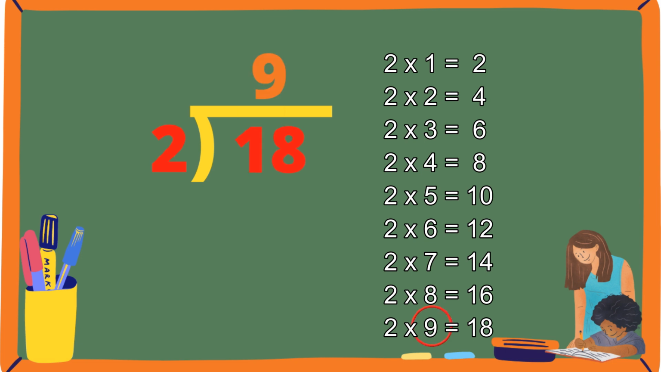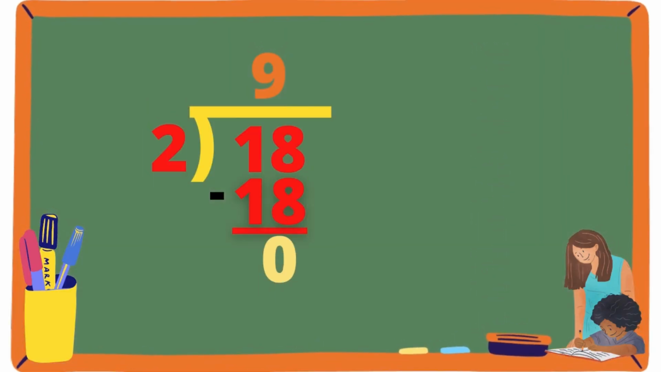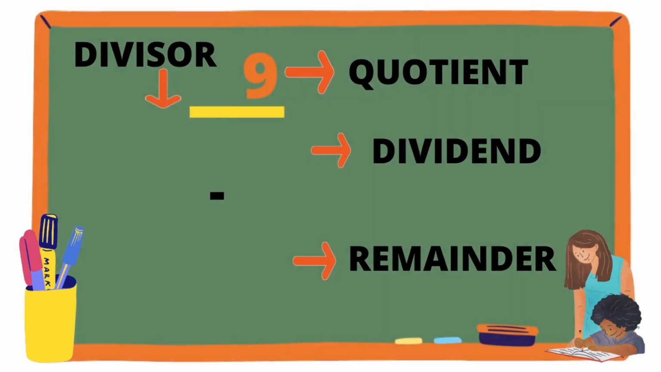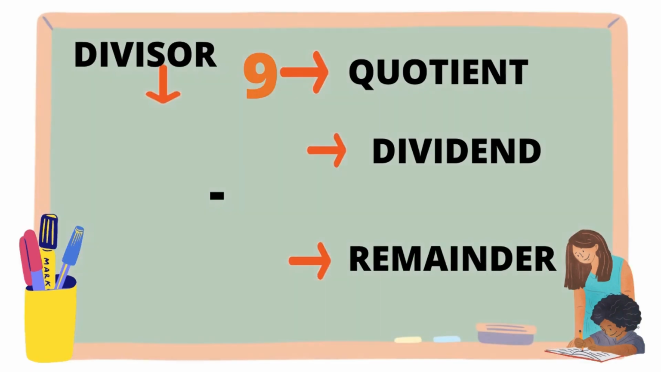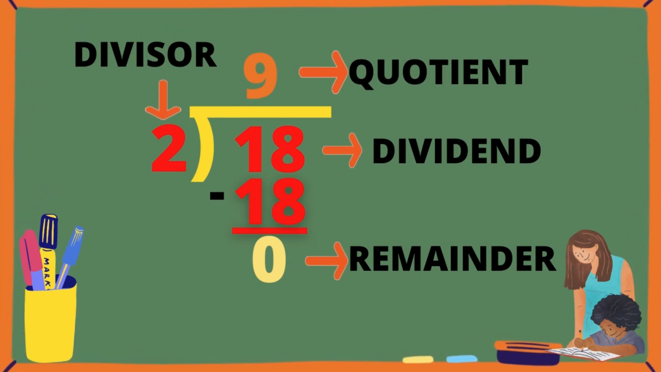Step 2. Write 9 as quotient. 2 into 9 equals to 18, so write 18 under 18. Step 3. Subtract 18 from 18. It is 0. Here 18 is dividend, 2 is divisor, 9 is quotient, and 0 is remainder.